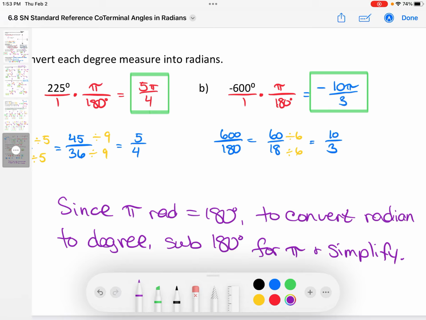All right, guys, that's it on 6.8, standard reference and coterminal angles in radians. We will do exact values with radians in our next lesson.